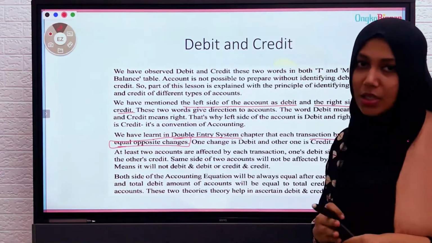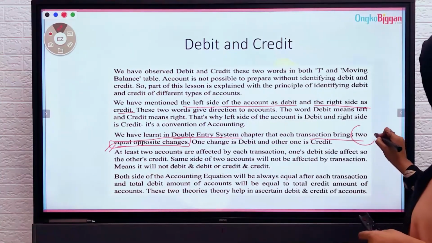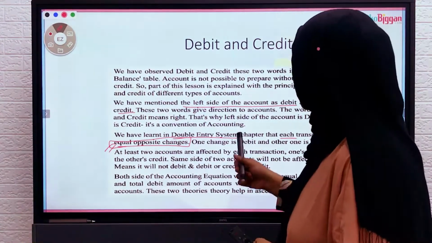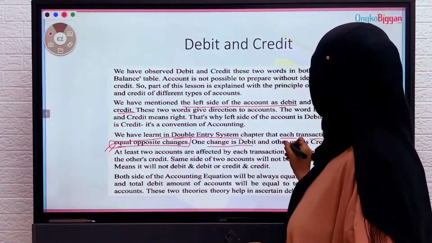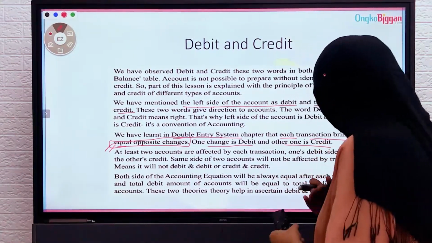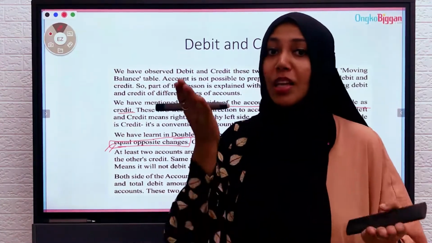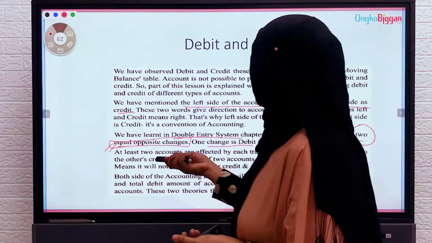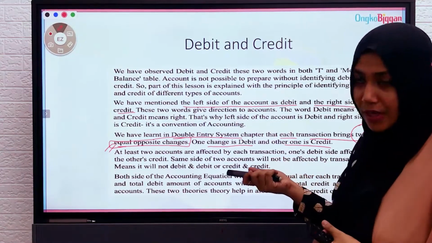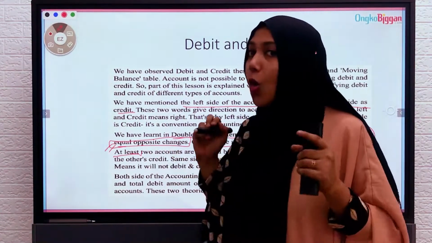Two equal opposite changes, equal, that need to be equal, two for each transaction, right? Equal halves. So one change is debit and another one is credit. One change is called debit and the other change is called credit, and both should be equal. At least two accounts are affected by each transaction. At least two. So that means it's not mandatory that it should always be two.